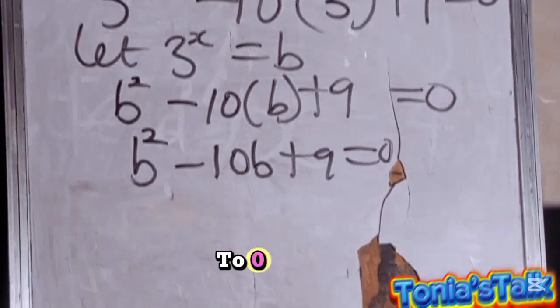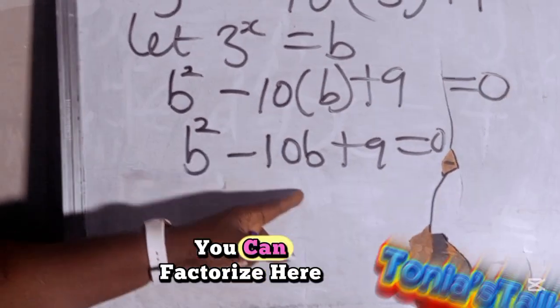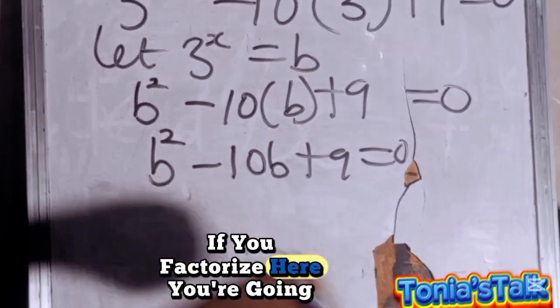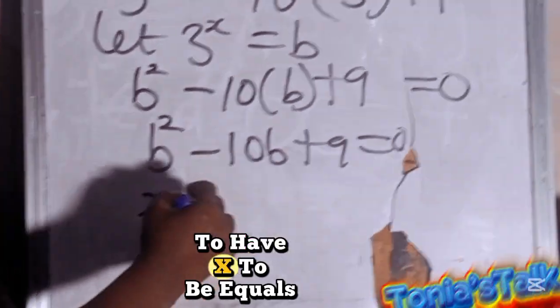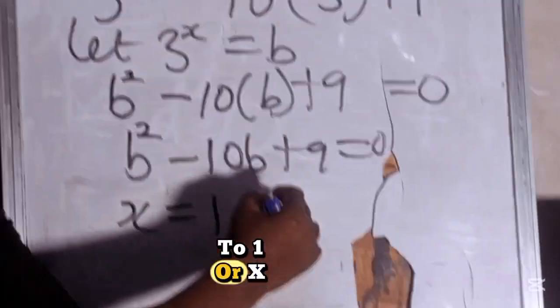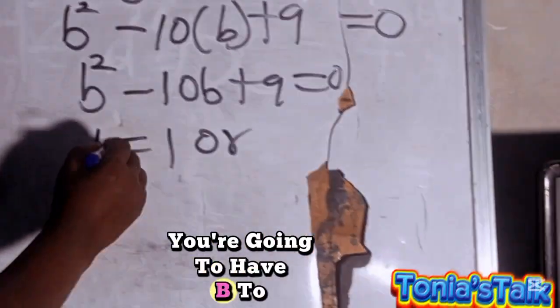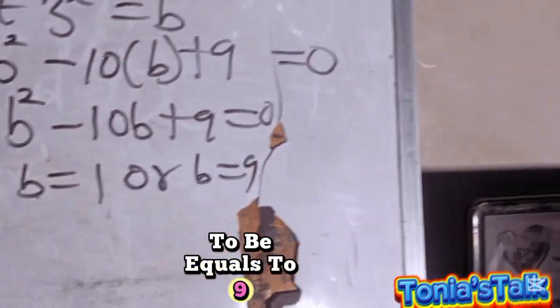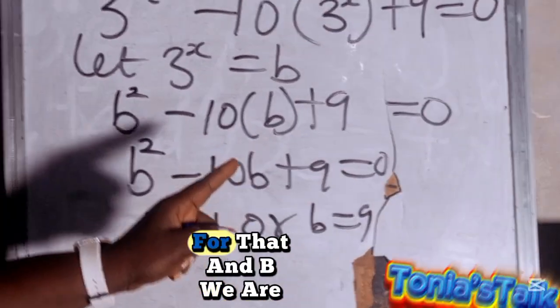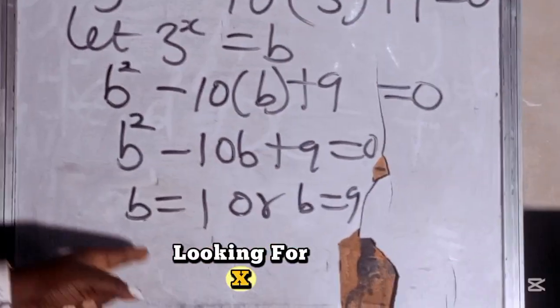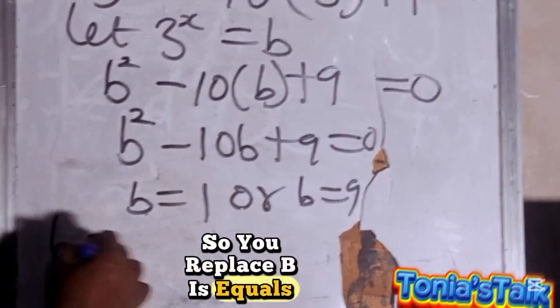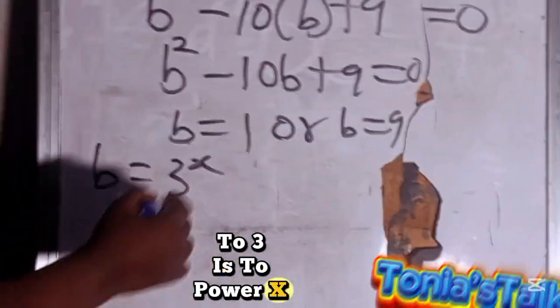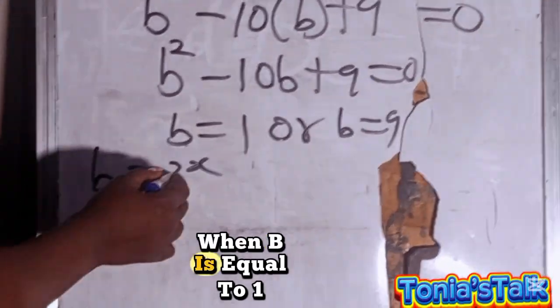So if that is the case, you can factorize here. If you factorize here, you are going to have b to be equal to 1 or b to be equal to 9. But remember, we are not looking for b, we are looking for x. So you replace b is equal to 3 raised to power x when b is equal to 1.